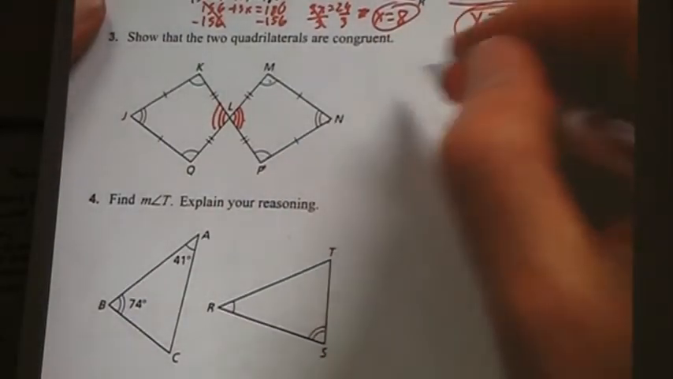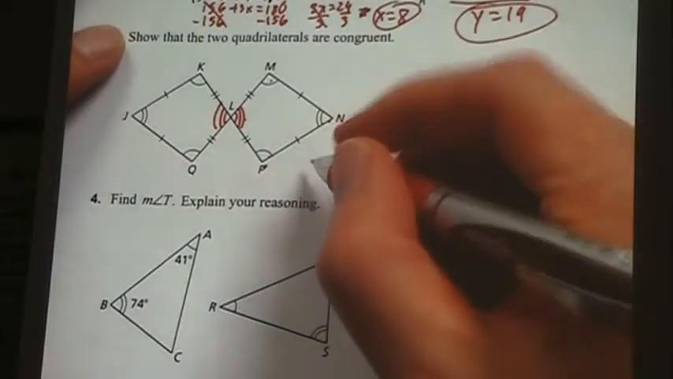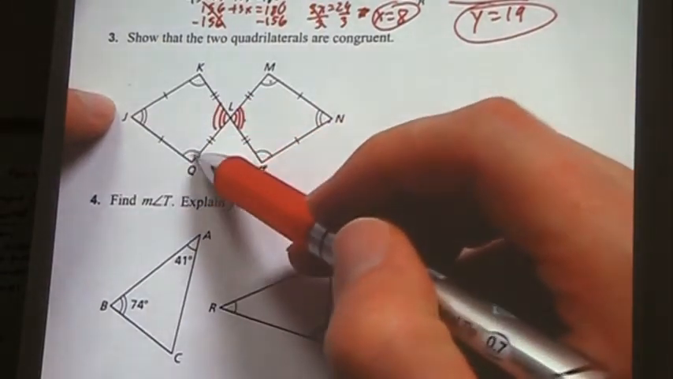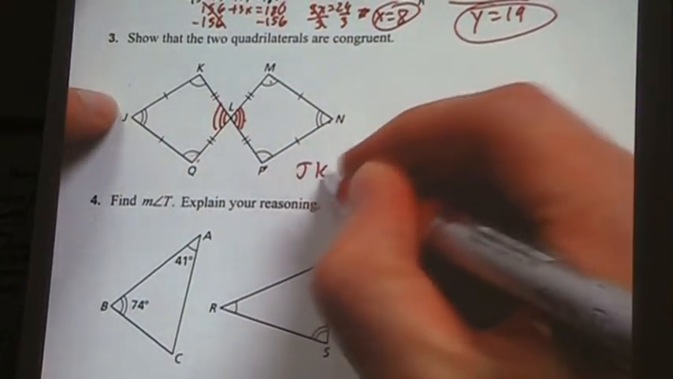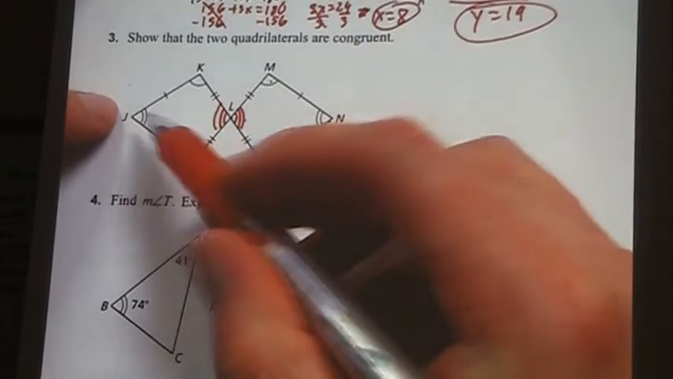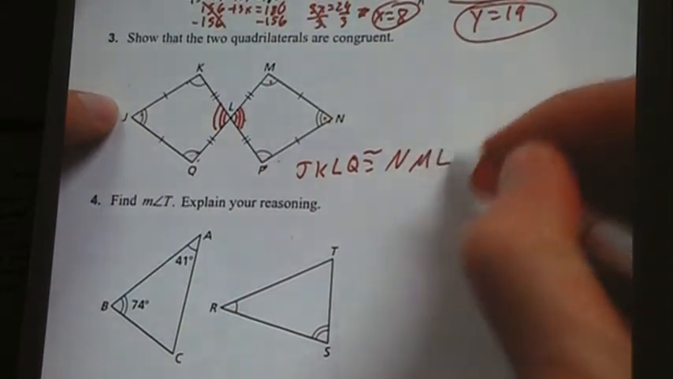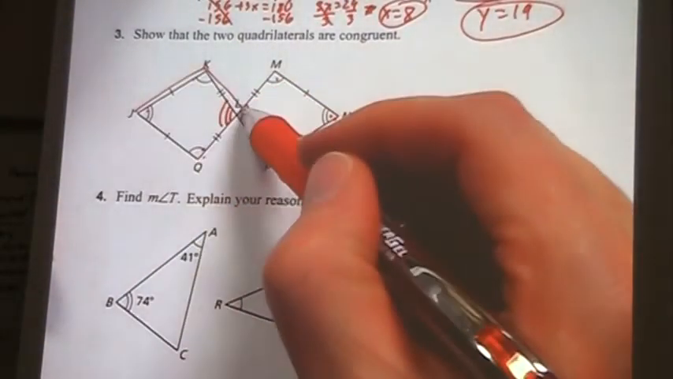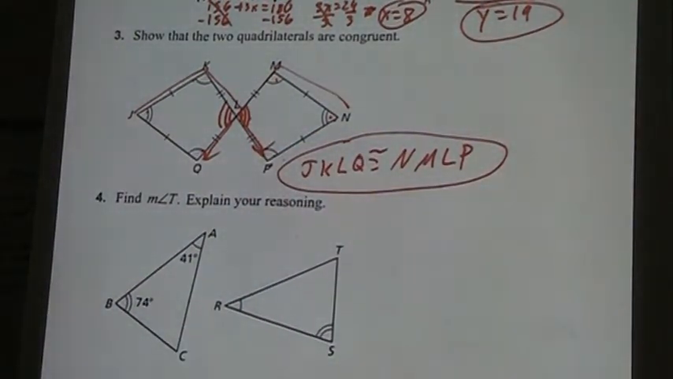So we can say, show that the two quadrilaterals are congruent. I think they want a congruent statement. So we could say JKLQ. That's angle 2, angle 1, angle 3, angle 1. We'll just take the top way. JKLQ is congruent to NNLP. There you go. And again, if you follow that pattern, JKLQ, NNLP, you're going to get the same spots. You're making the same pattern or map.